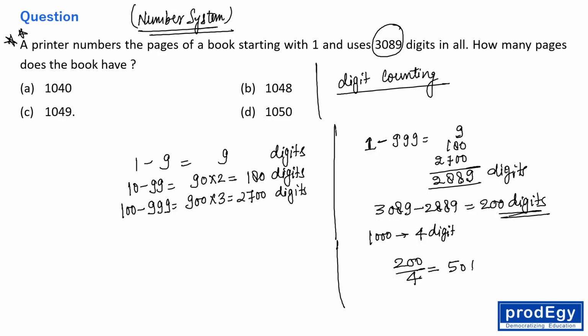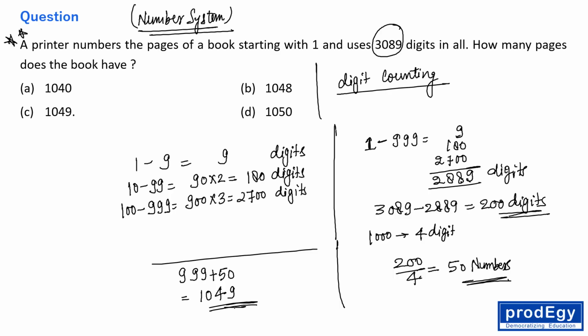So till 50 more numbers, right? So after 999, you can write 50 more numbers. So 999 plus 50, this will give you 1049, right? So you can type 1049 numbers, right everyone? So total you can write 1049 numbers if you are using 3089 digits in all, right?